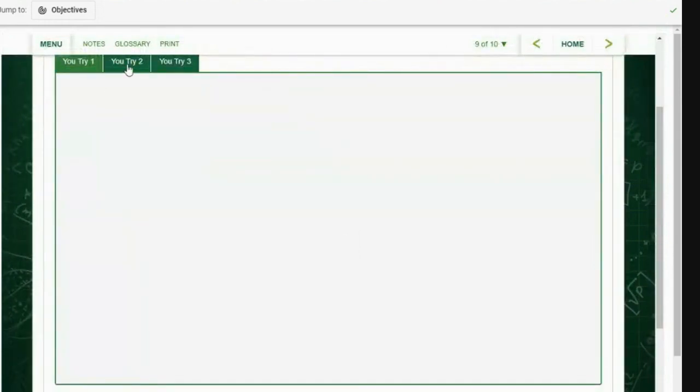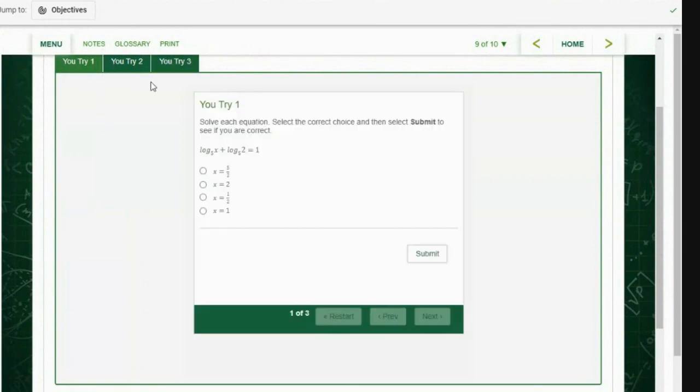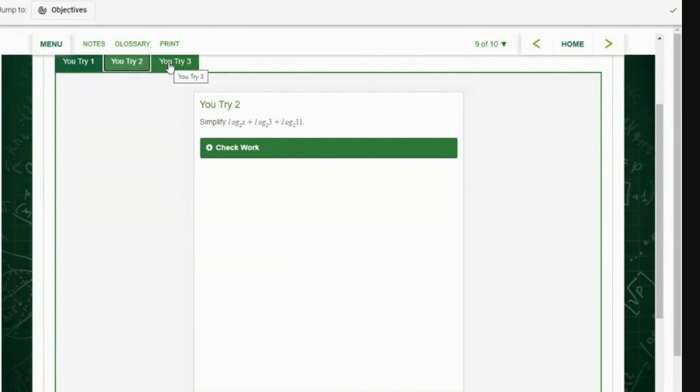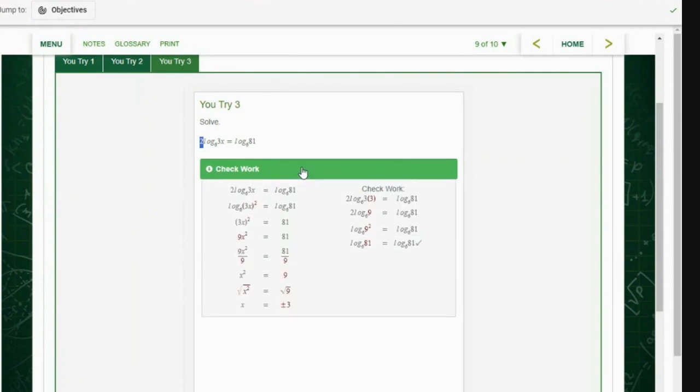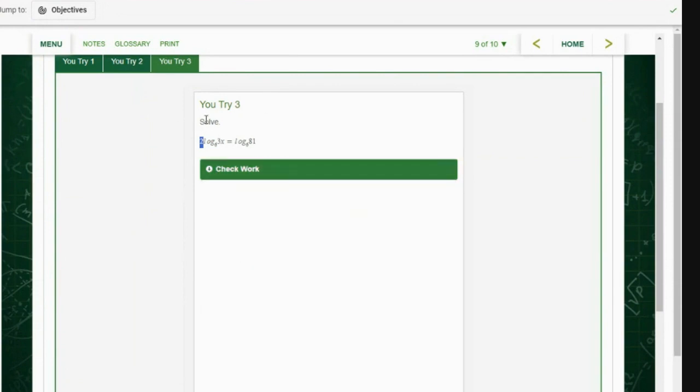Again, 3 sets of practice problems. This has a lot of practice problems that will show you the answers if you struggle. If you did it right, it'll show you all the work. Oh, there's a power property. It's got a 2 out front. Check your work. Tells you how to do it. So do enough of these to be comfortable. You don't have to do them all, but do enough to try some of each property and to be comfortable.